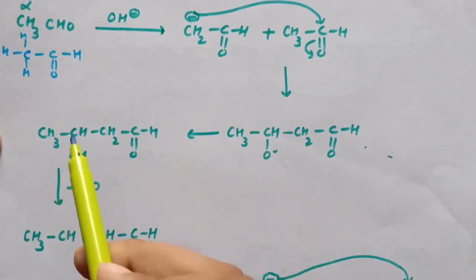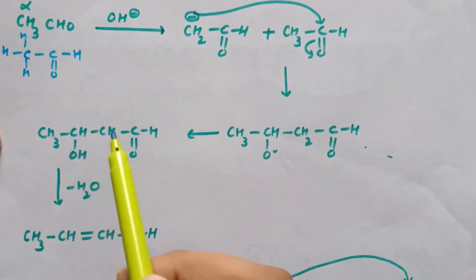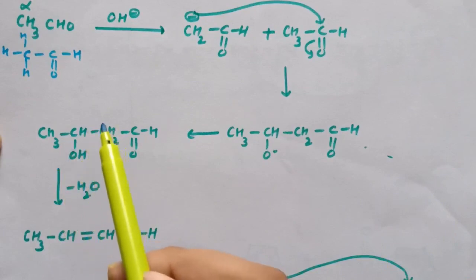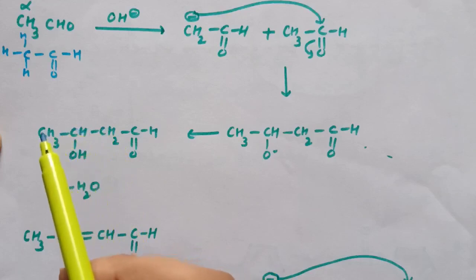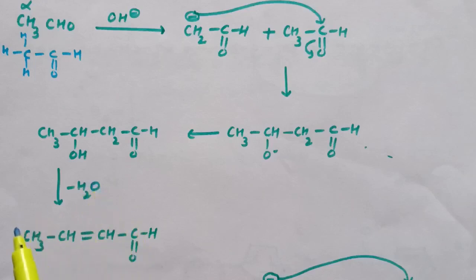Now here two possibilities are there. Either we can remove OH from this side and hydrogen from this side, or OH from this carbon and hydrogen from this carbon. Now this H2O is removed in such a way that the resultant product formed is resonance stabilized with this carbonyl group. So here the structure is resonance stabilized.